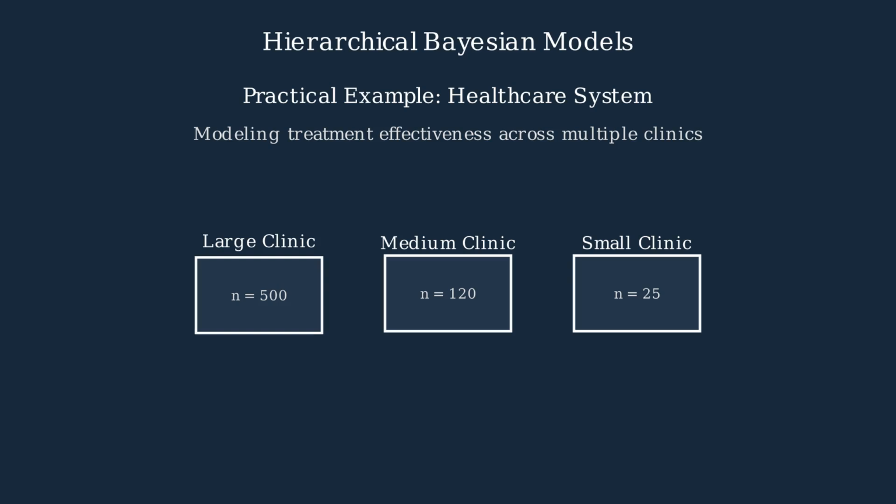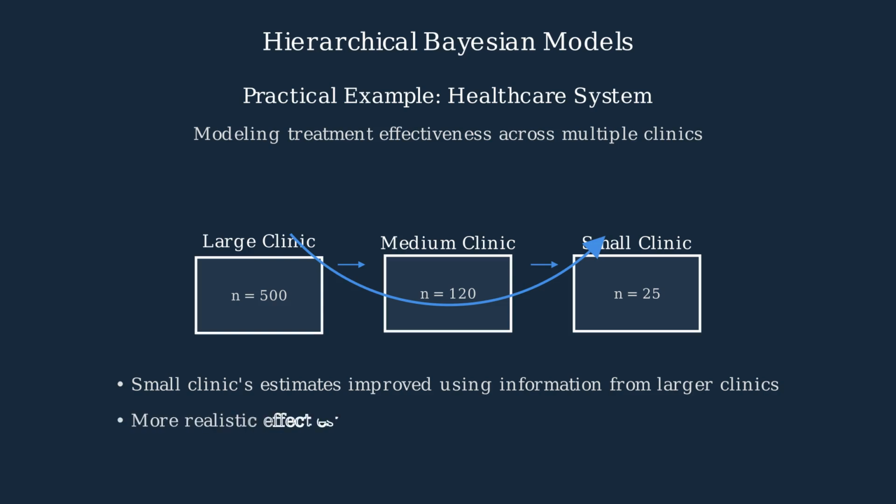When assessing treatment effectiveness, smaller clinics with fewer patients benefit from information shared across the system. In a hierarchical model, information flows between clinics. The small clinic's limited data is supplemented with relevant information from larger clinics, resulting in more realistic and stable estimates.